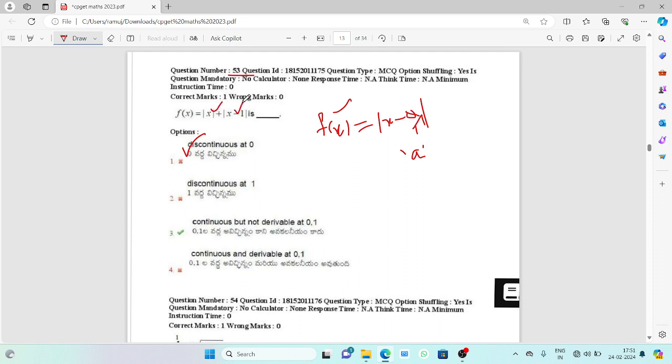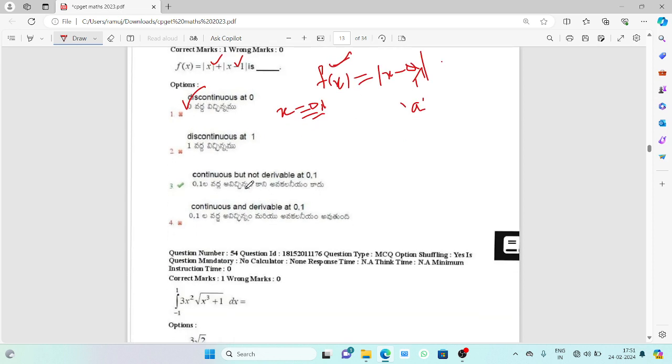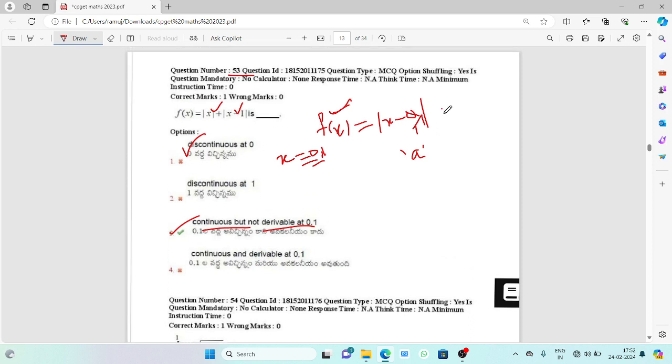So he is asking whether this function is continuous or discontinuous at the points 0 and 1. If you compare with the general case, here x equal to 0 and x equal to 1. So f is continuous but not differentiable at these points. So we can say that f is continuous but not derivable at 0 comma 1. So the third option is correct. Whatever the point is in place of a, the function is not differentiable at that point a.